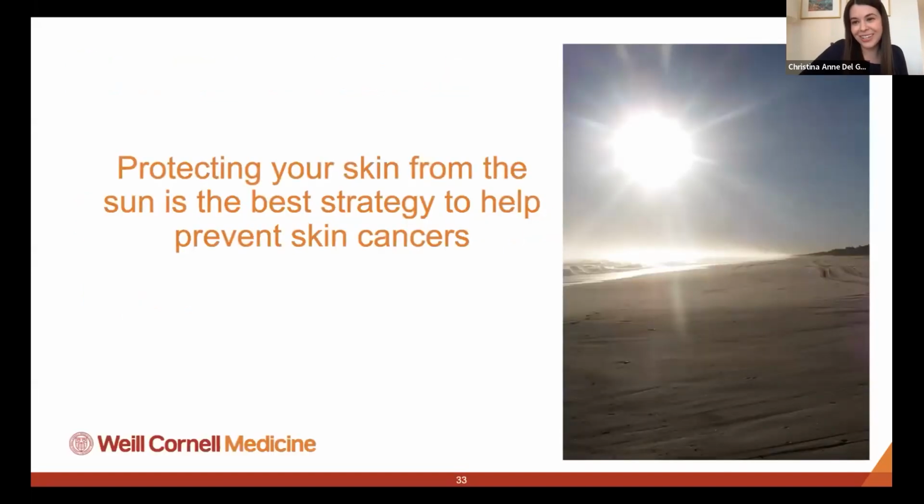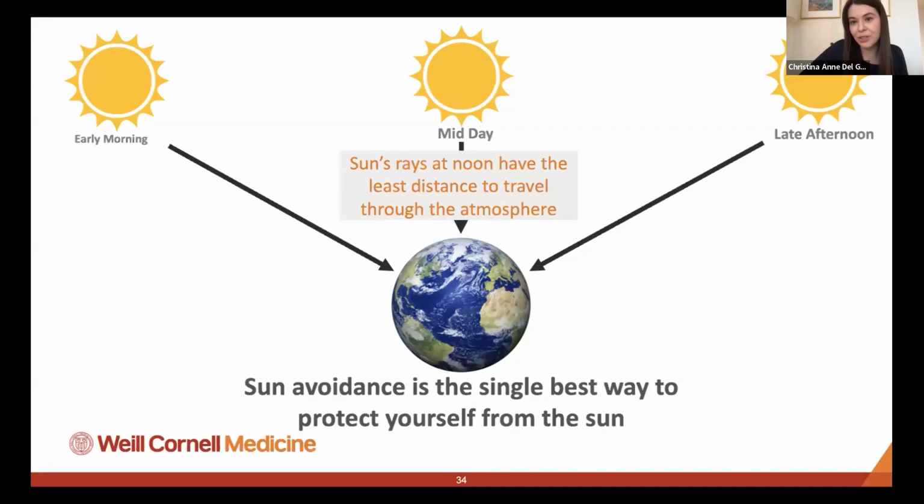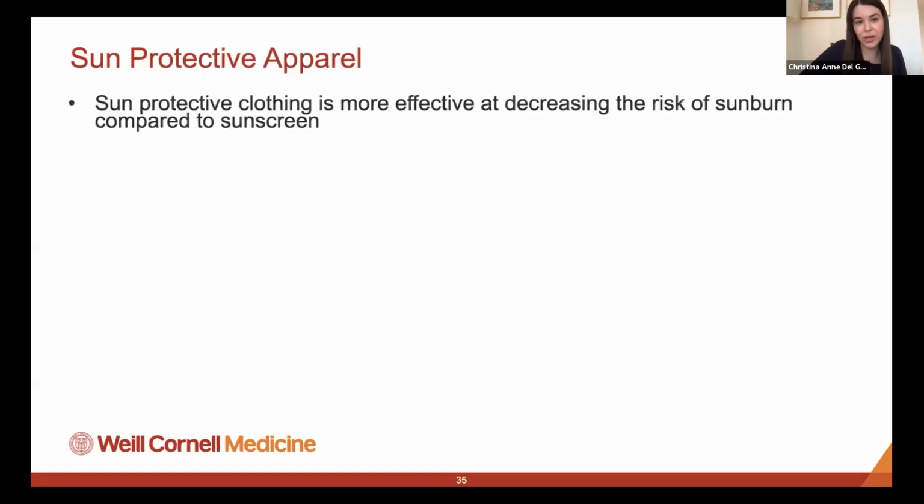If it wasn't already obvious from my talk, protecting your skin from the sun is the best strategy to help prevent skin cancers. Sun avoidance is particularly important, and knowing when to avoid direct sunlight. During midday at noon, the sun's rays have the least distance to travel through the atmosphere to get to us on Earth, and that's when the sun's rays are strongest and most high risk. So it's best to avoid direct sunlight between 10 a.m. and 2 p.m. when the sun's rays are the strongest.